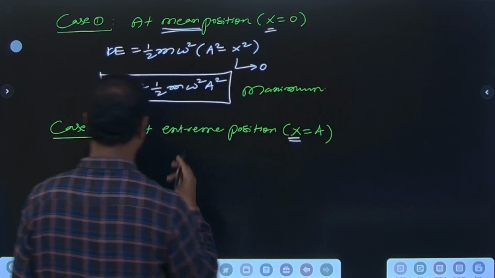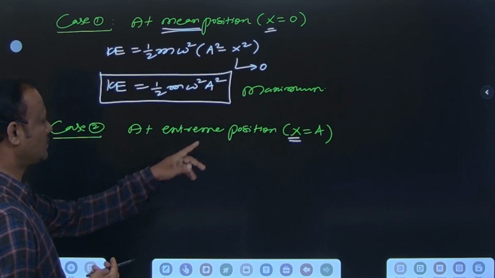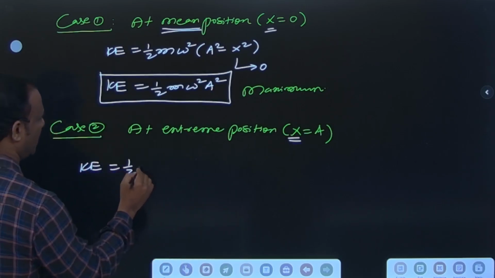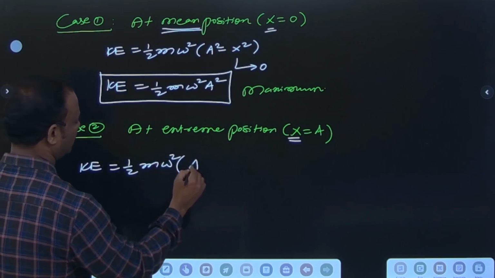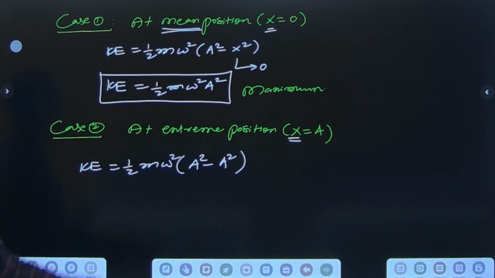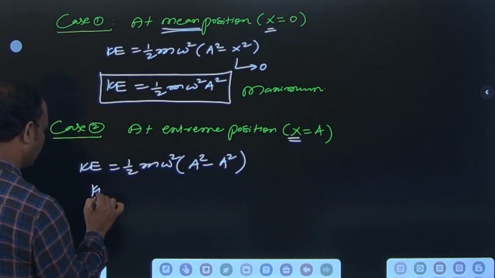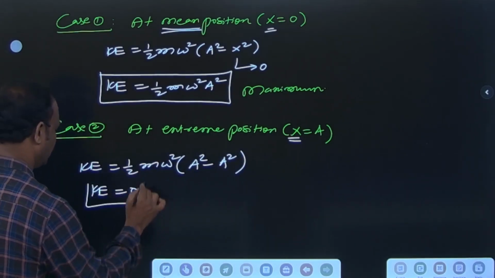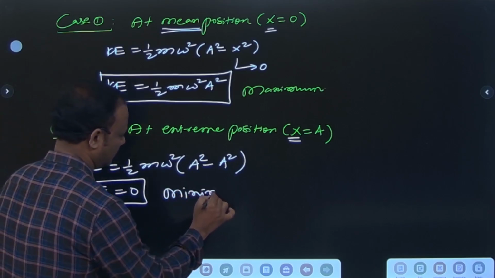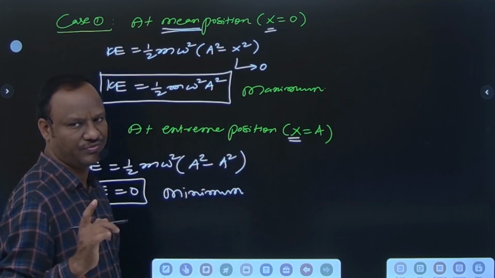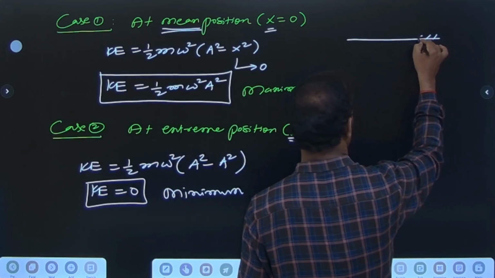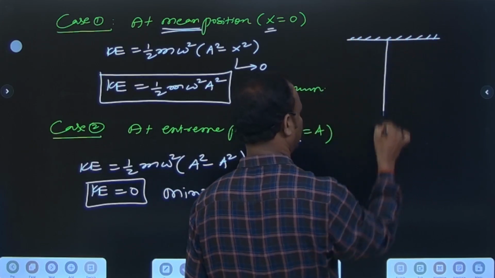Next, at extreme position, x is equal to A. Kinetic energy K is equal to half m omega square times a square minus x square, and in place of x, it is A. So the answer is kinetic energy K is equal to 0. So this is the minimum condition. So why is it maximum and minimum? Just see, I'm taking a simple pendulum experiment, like this is the bob.